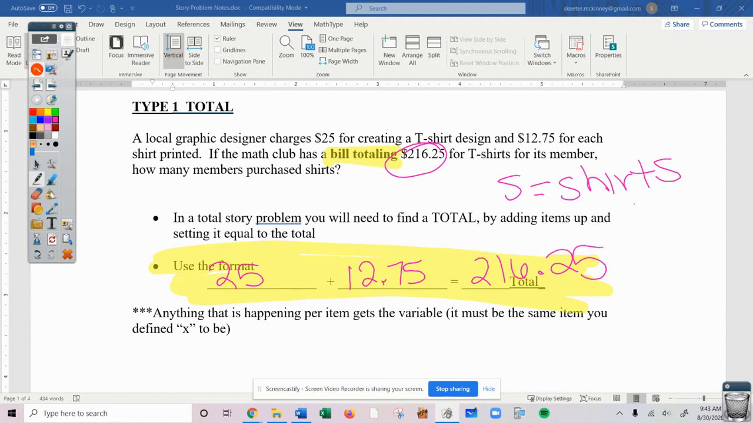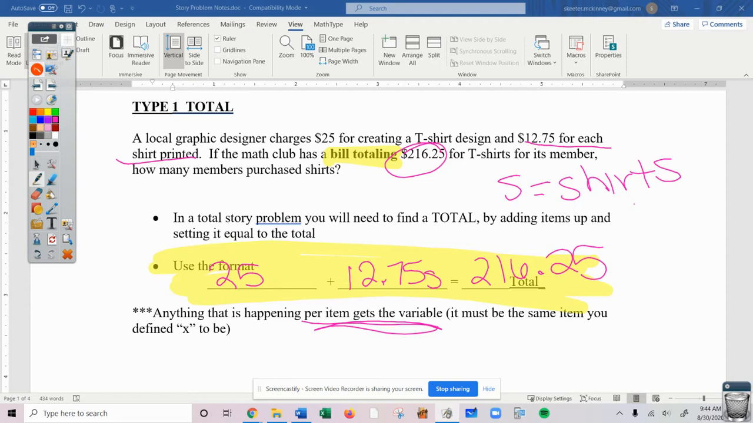There are actual rules. The rule says anything happening per item gets the variable. So that $12.75 is happening per shirt. Anything happening per item gets the variable. The $25 is just happening for the design. That's a one-time fee. The $12.75 is per shirt, so it gets a variable. The $216.25 is a total, so that gets nothing.